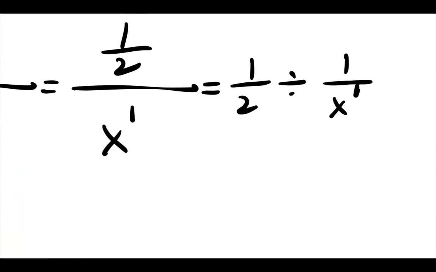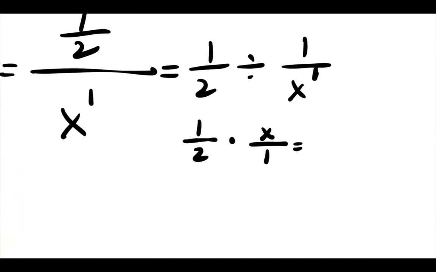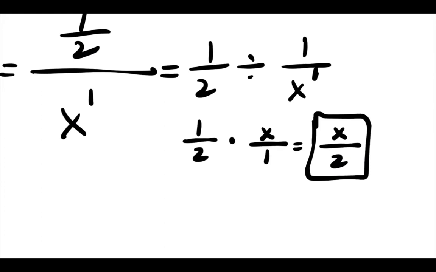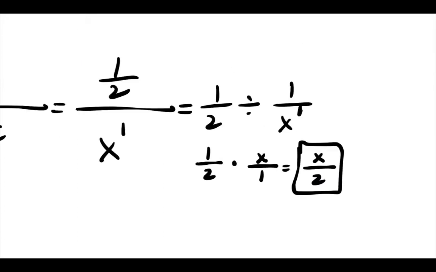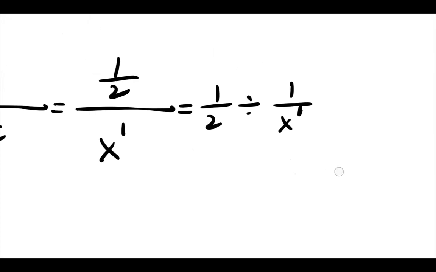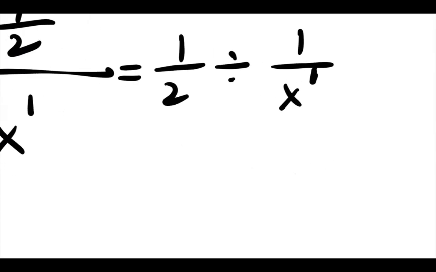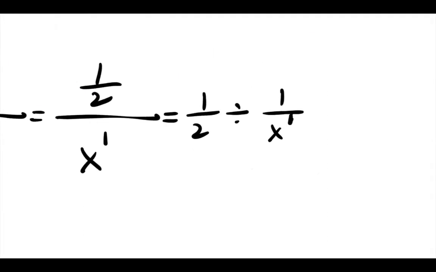Okay. Keep first one, change, flip. So now you got x over 2. Did I do something wrong again? You flipped it on the first one. What did I do here? Okay, so what should it be? Divided by just x. There you go. Thank you.